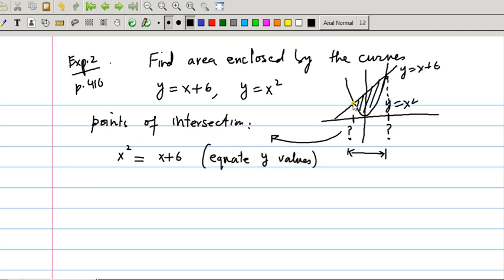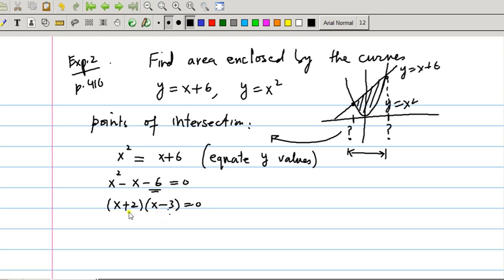Because at the point of intersection, my y should be the same, right? X and y should be the same. So from here, it becomes x square minus x minus 6 equal to 0. So (x minus 2)(x plus 2)... x plus 2, x minus 3. Because minus 3 into 2 is minus 6.